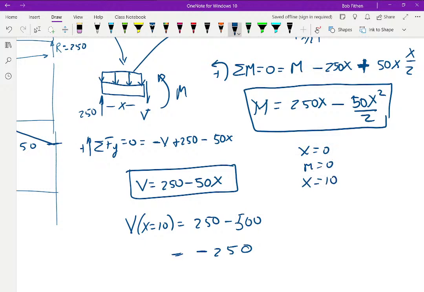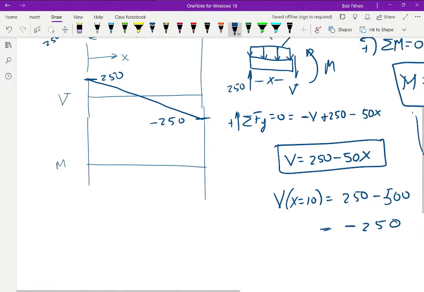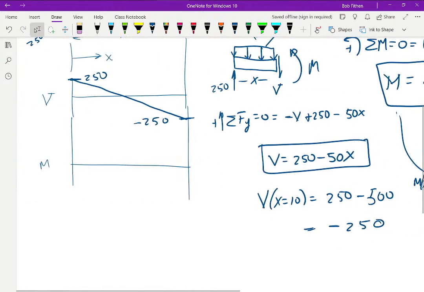If x equals 10, then let's see, I'm looking for the moment. Moment at x equals 10 would equal 250 times 10 minus 50 times 10 squared over 2, which equals 2500 minus 25 times 100, and gives you the moment of 0. So what you've got is a moment that sits here with no value here and no value here.